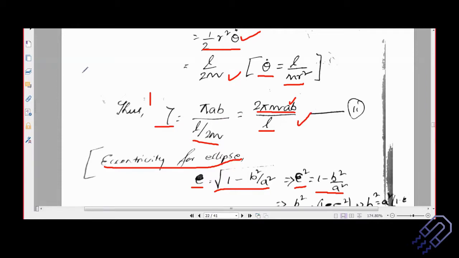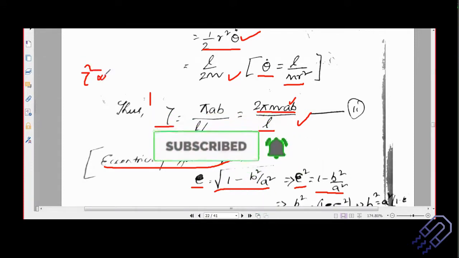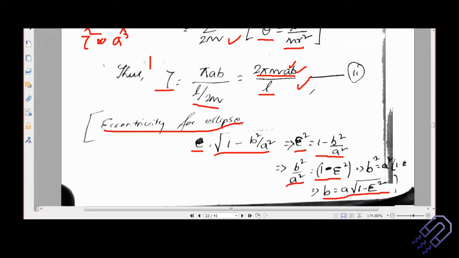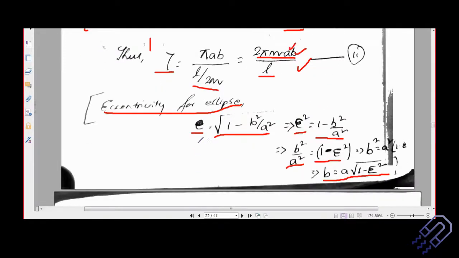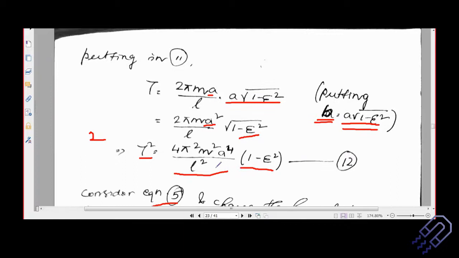The third law states that tau square is proportional to a cubed. So on the right hand side we do have an a, but we also have a b. That means this b needs to be written in terms of a. If we write down the eccentricity equation for an ellipse and simplify it, we write b as a root over 1 minus epsilon square. So we replace b with a root over 1 minus epsilon square.